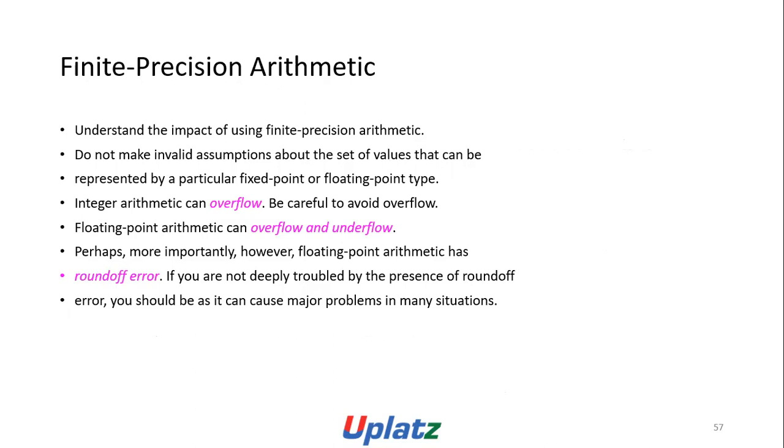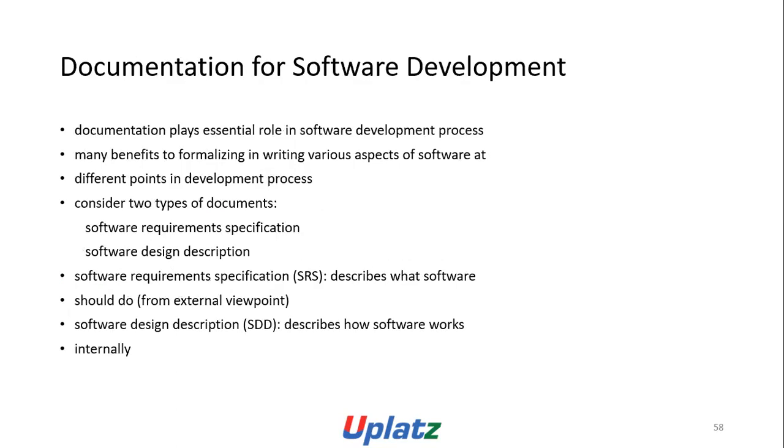Finite-precision arithmetic: understand the impact of using finite-precision arithmetic. Do not make invalid assumptions about the set of values that can be represented by a particular fixed point or floating point type. Integer arithmetic can overflow. Be careful to avoid overflow. Floating point arithmetic can overflow and underflow. Perhaps more importantly, floating point arithmetic has round-off error. If you are not deeply troubled by the presence of round-off error, you should be, as it can cause major problems in busy situations.